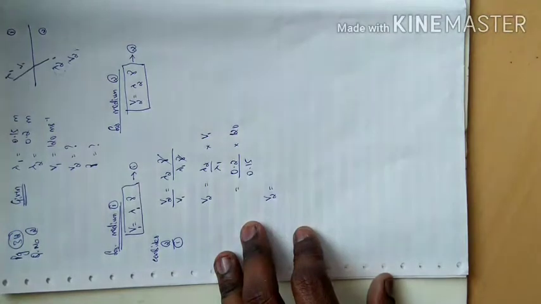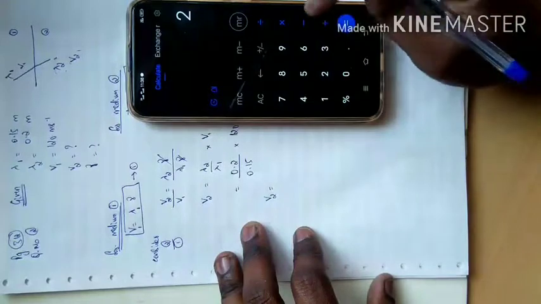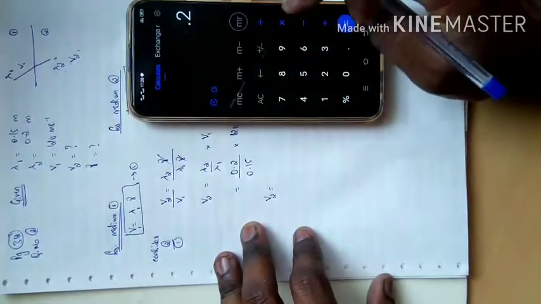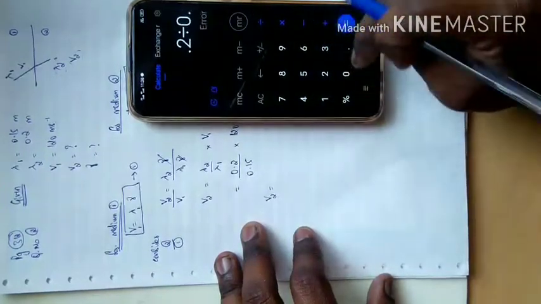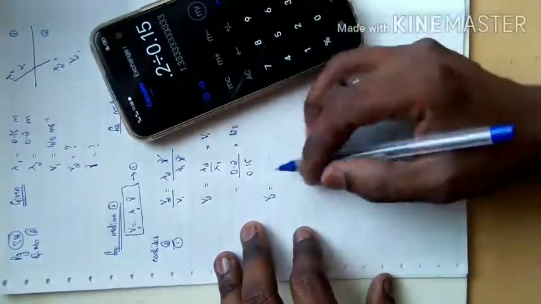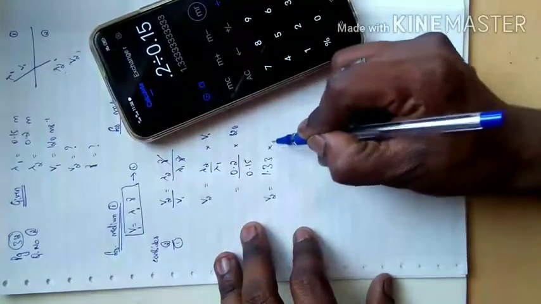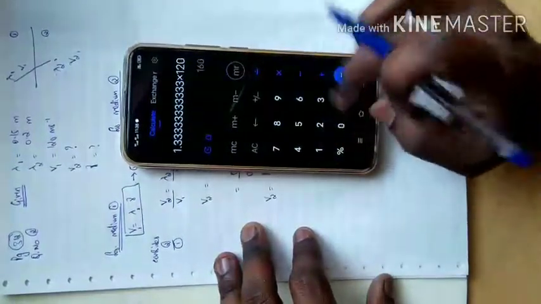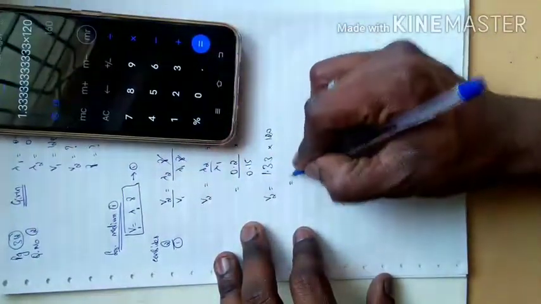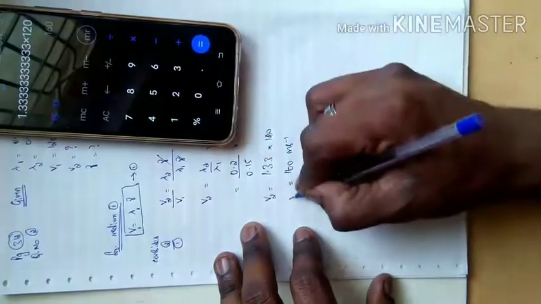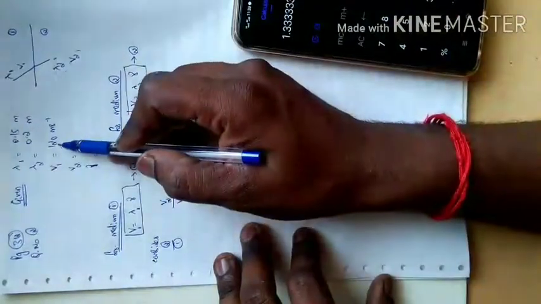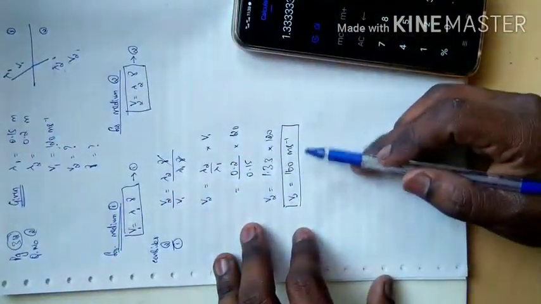How much will you get when you do that? 0.2 divided by 0.15, and I get 1.33 recurring, into 120. If I do that, then it is 160 meter per second. What is the velocity of sound in medium 1? It is 120 meter per second. In medium 1 it was 120, in medium 2 it has become 160.